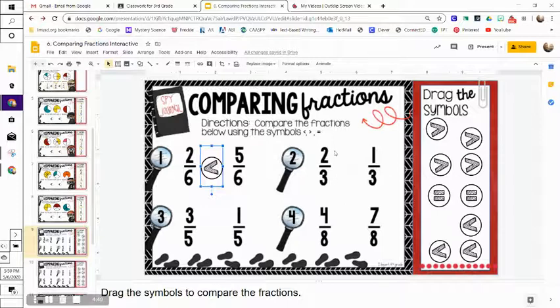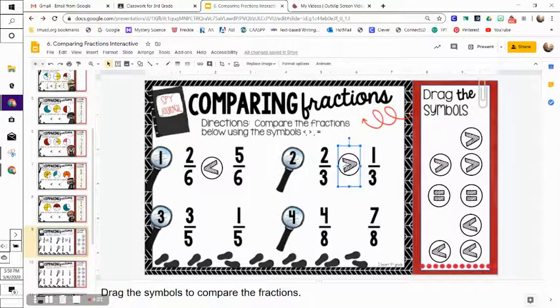I know that 2/3 is going to be more than 1/3. If I was thinking of a cookie or a cake, I'm going to want 2 pieces of that cake rather than the 1 piece. And I can do this because the denominators are the same. So I'm going to use the greater than symbol right here, and I'm going to read it. 2/3 is greater than 1/3.